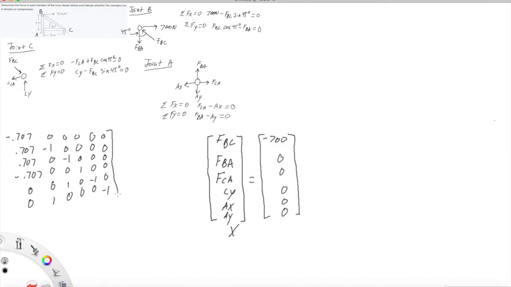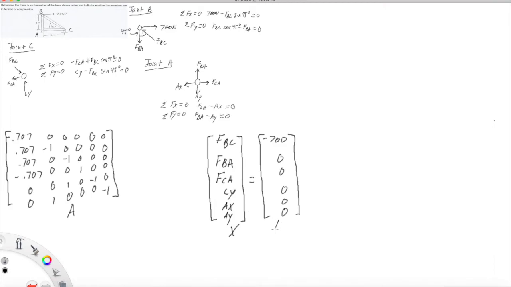And then 0 for the sixth equation. FCA isn't there. Likewise, for AX, it appears once, and it's in the fifth equation. And we're going to write AX. We're going to give it a -1 in the fifth column, and we're going to write it in the fifth entry of the fifth column. We're going to give a -1.